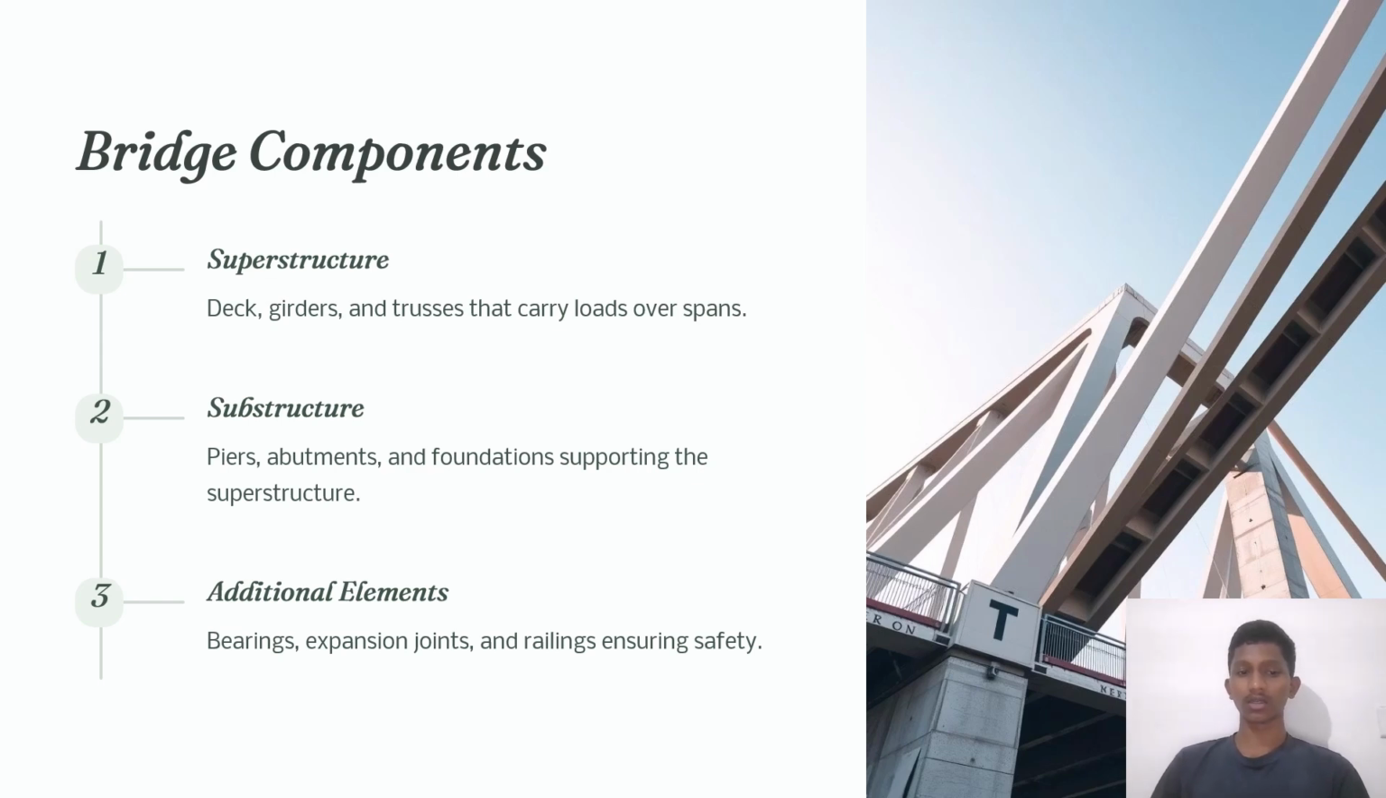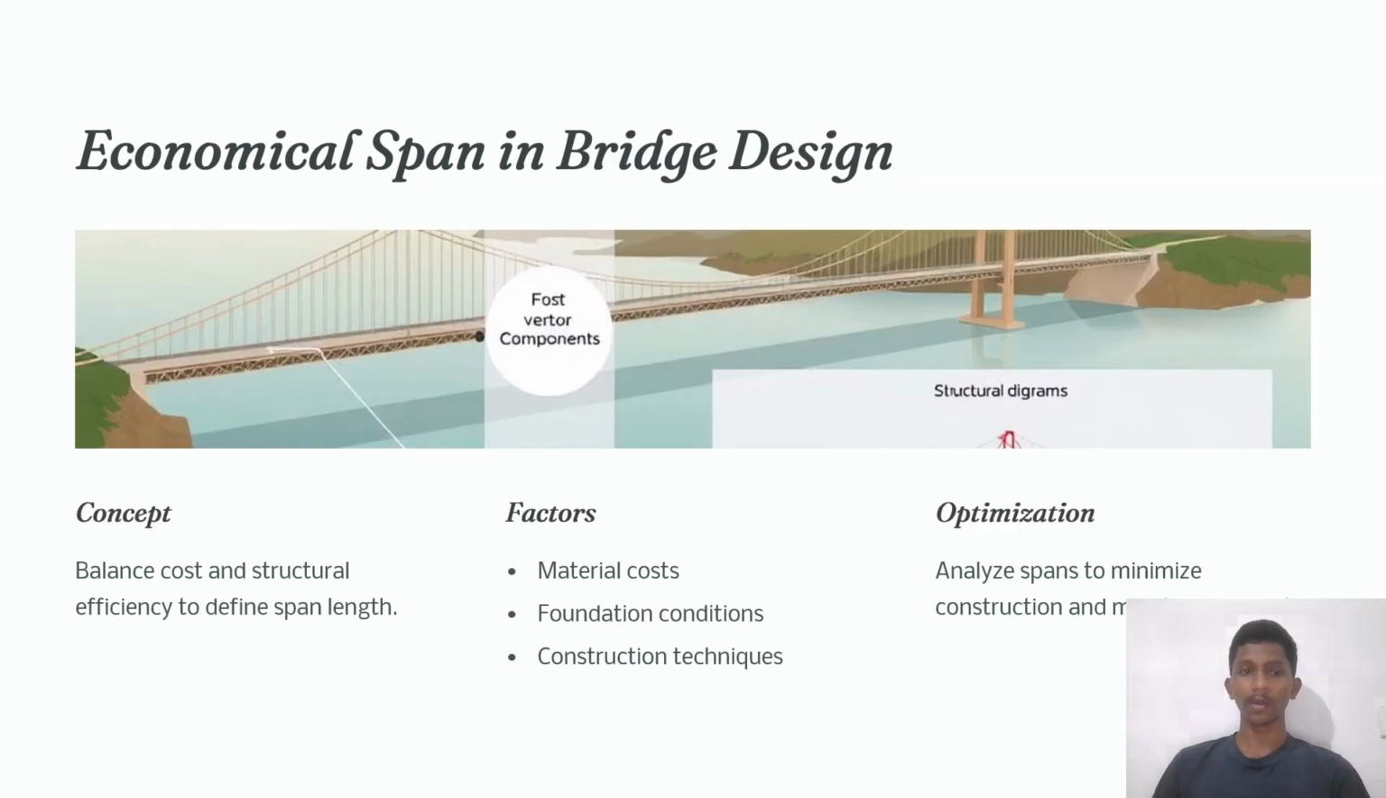Next one is substructure. Substructure involves piers, abutments, and foundations that support the superstructure. Lastly, there are additional elements, which are bearings located between the girders and the piers, which serve the purpose when there is thermal expansion or lateral movement. They are specially designed for it. Next are expansion joints and railings to ensure safety.